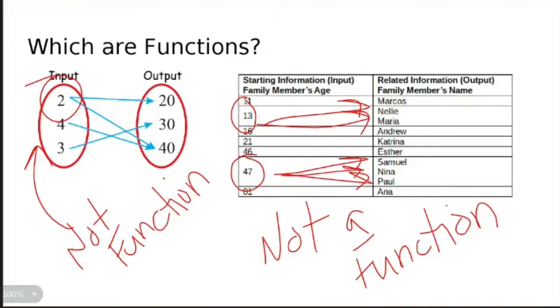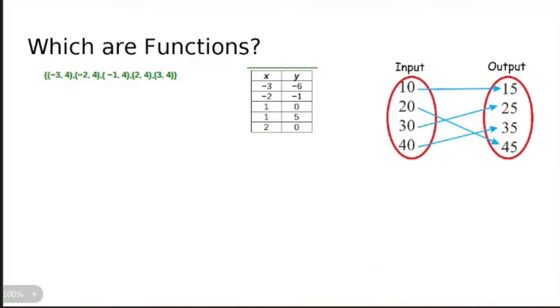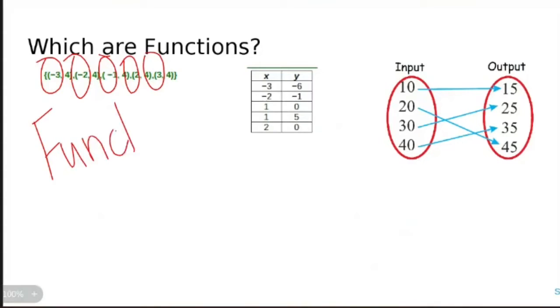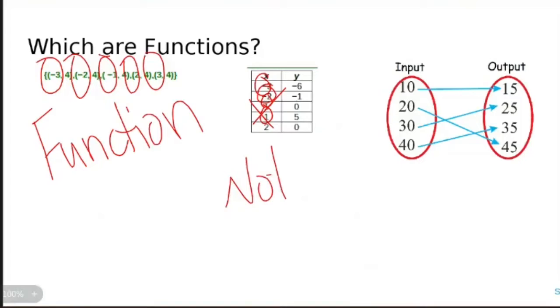Okay. Not a function. And not a function. So let's do a few more. Which are functions? Let me see. -3 is used once, -2, -1, 2, and 3. Those x values are used 1 time each, so that is a function. -3, -2, 1, and 1. Uh-oh. Not a function because the x value is used twice. The x value 1 specifically is used twice.